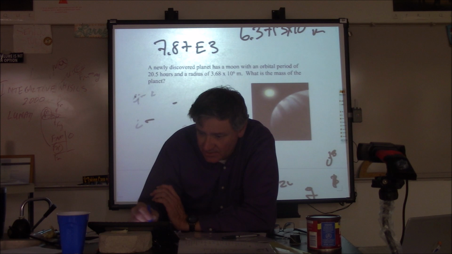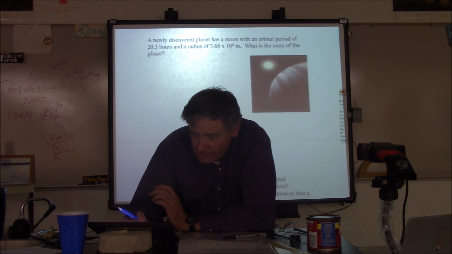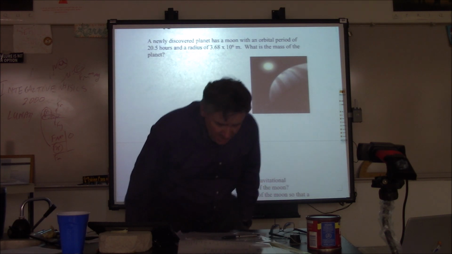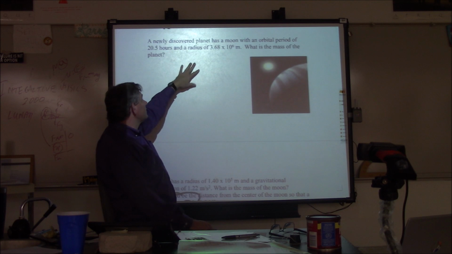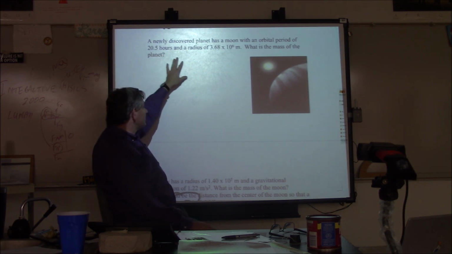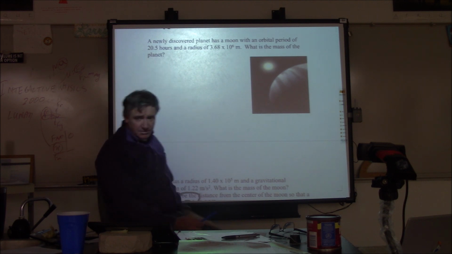So here's another type of problem that you have to be able to do without giving it any thought. Okay? So, what we have here: the newly discovered planet has to move with an orbital period of 20.5 hours and a radius of 3.68 times 10 to the 6 meters. What's the mass of the planet?